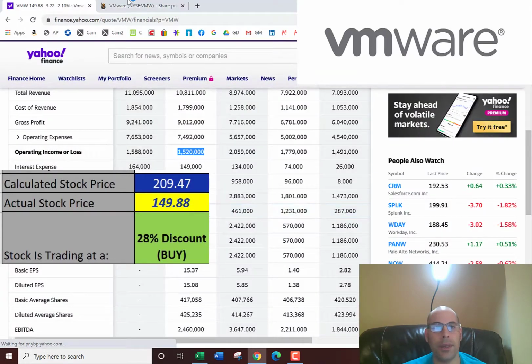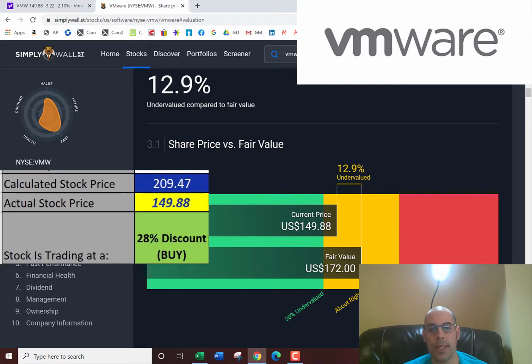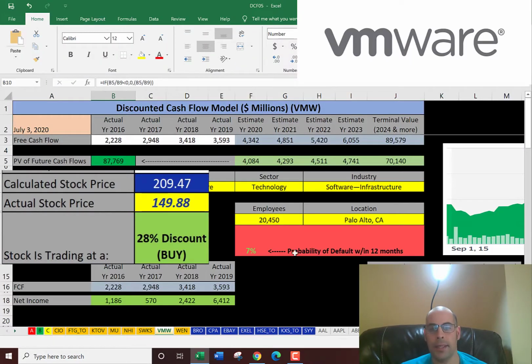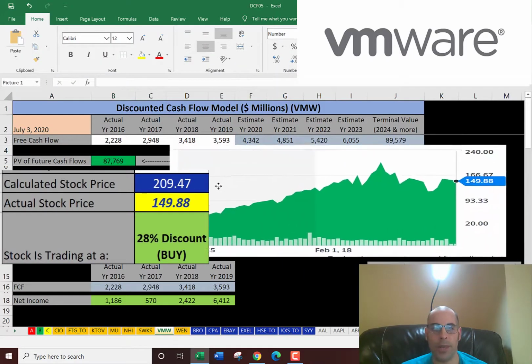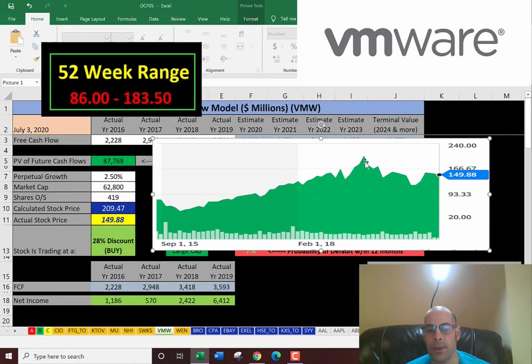Let's see what Simply Wall Street calculates. They're at $172. So they're also saying it's a buy, but it's 13% undervalued. Not as much as my model. But in both cases, we're both saying the stock is worth more than it's trading at. Looks like the stock was in the 200s a year ago, but it's come down a little bit, and now it's hovering around 150. So stock price is really based on supply and demand of the market.